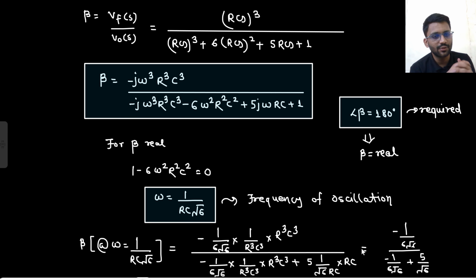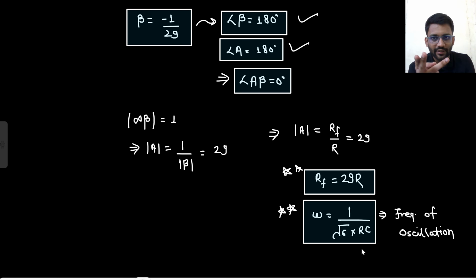So for making the beta real, you need to put this 1 minus 6 omega squared R squared C squared equals to 0. So frequency of oscillation is 1 by RC under root 6, right? So this is what you are getting. Then if you put that omega equals to 1 by RC under root 6, then what is the value of beta you are getting? That is minus 1 by 29.